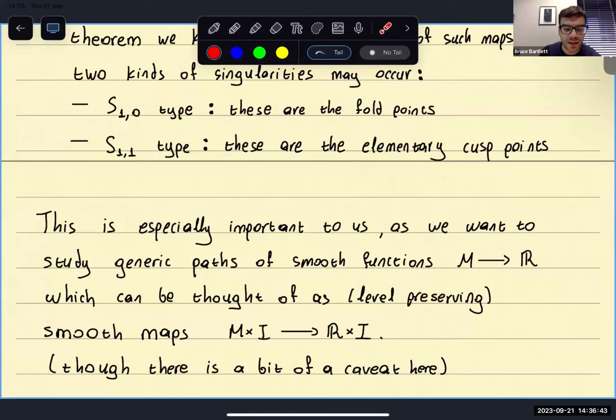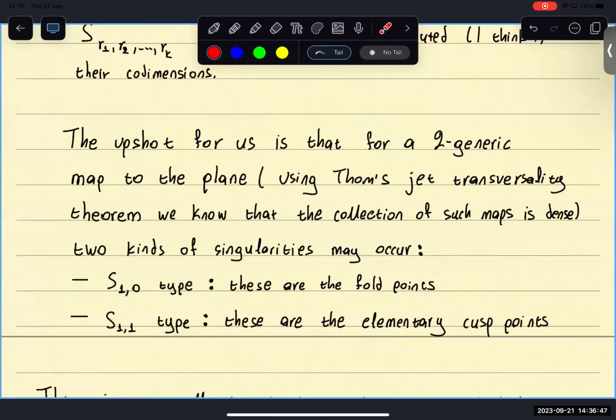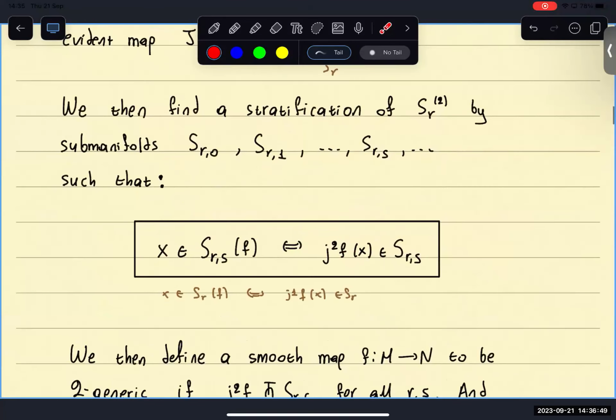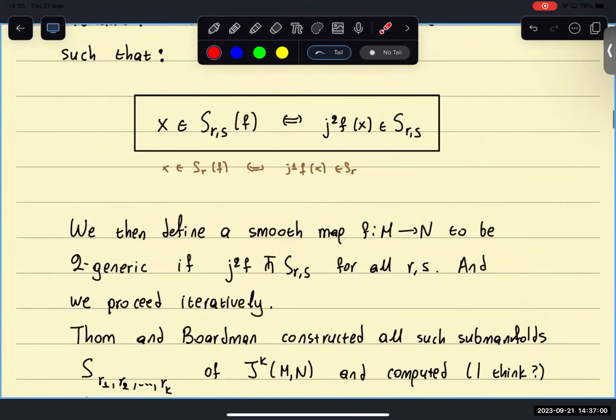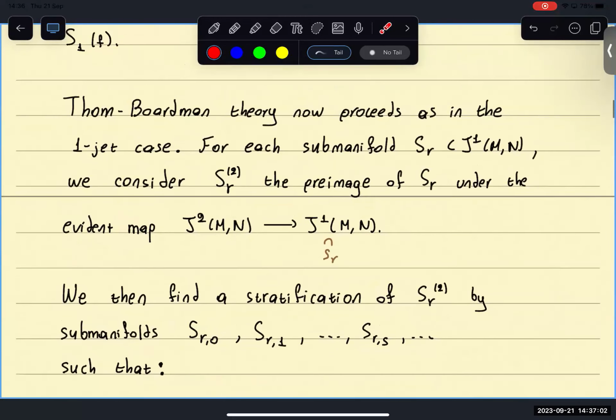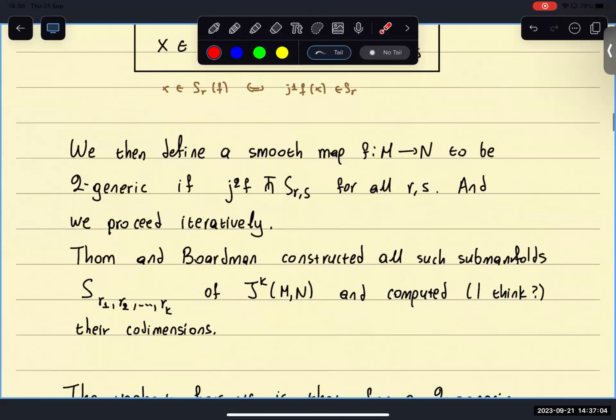So, Filippos, just one question, if I may. Yes, Dario? If you go up a little bit to the condition x is an element of S_R^S(f) if and only if. Actually just below that, we define a smooth map f to be generic if it transversely intersects all those S_R^S. And you said in this case, we know that the subsets actually turn out to be submanifolds. Just remind me why that's the case.